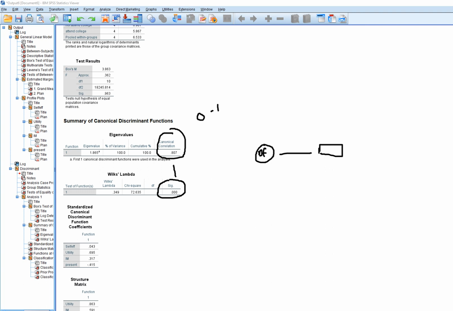Now, I'm just going to give you a forewarning that in the future, if you're running a discriminant analysis that involves more than two groups, then you can have more than a single discriminant function.